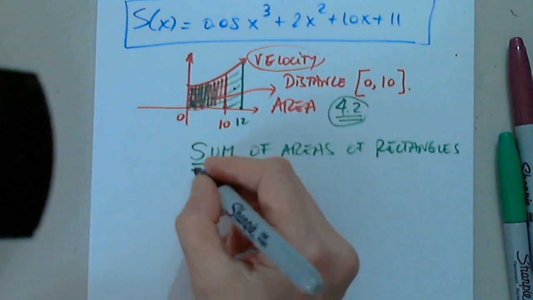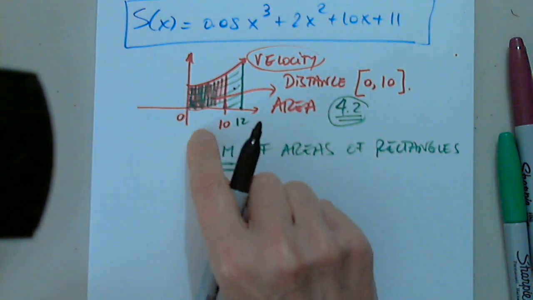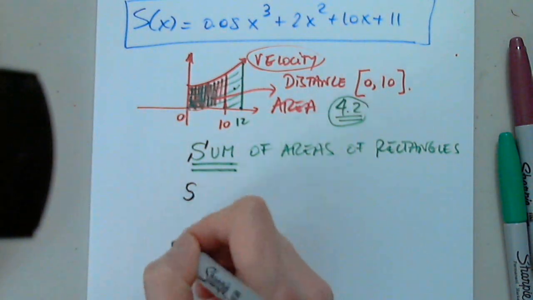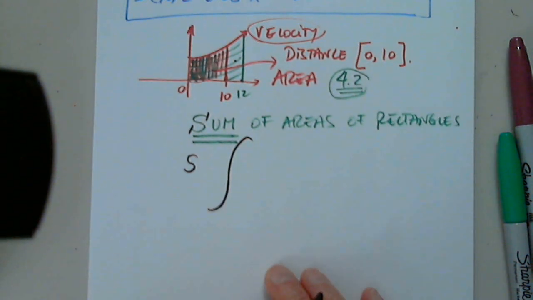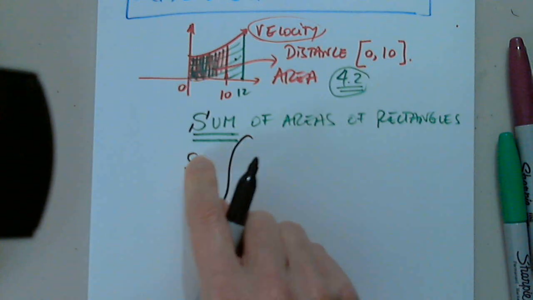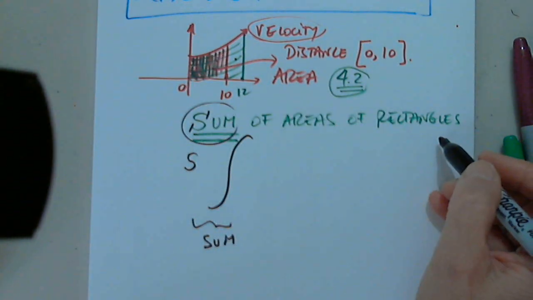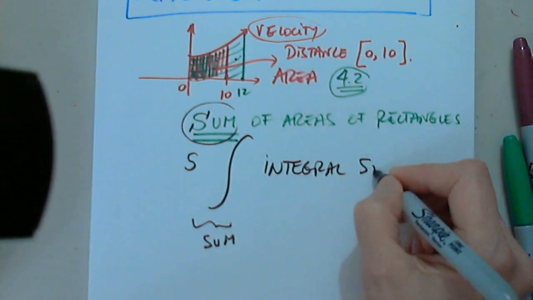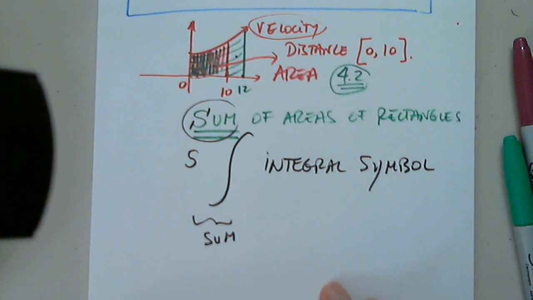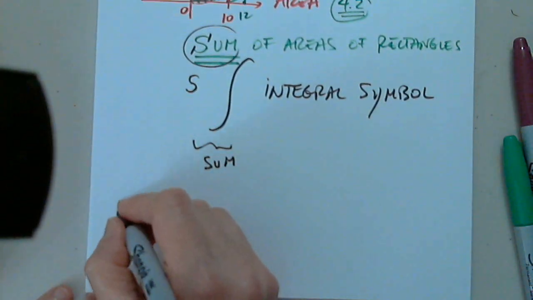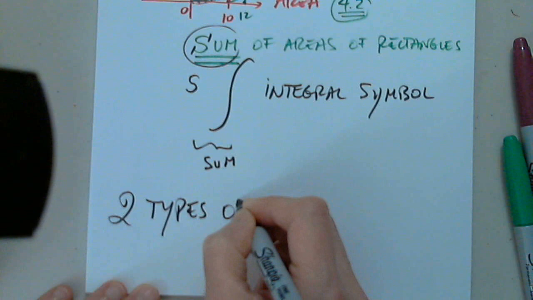So this sum of areas of rectangles is signified by S, the letter S from sum, but stretched. So instead of writing it like this, we're going to write it like this. It still says sum. It still represents the lowercase s. It still represents a sum of rectangles. But this symbol is called an integral. The integral symbol. The integral symbol, or the integral in general, we have two different types. Two types of integrals.